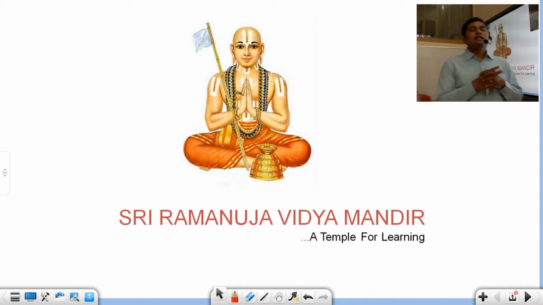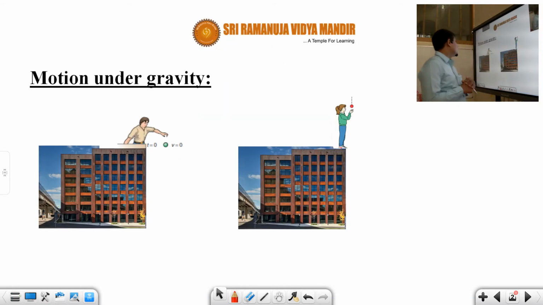Okay, students. Until now we have covered equations of motion in the horizontal direction. Now we are going to see how to apply the same equations in the vertical direction. In other words, we can call this topic motion under gravity, or free fall under gravity. So let us begin today's topic: motion under gravity.